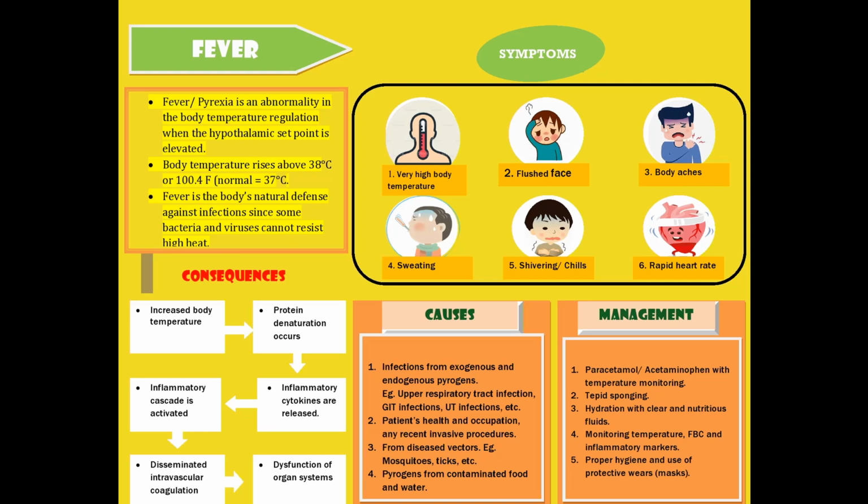Fever is an abnormality in body temperature regulation when the hypothalamic set point is elevated. Normal body temperature is maintained at 37 degrees Celsius. When the body temperature rises above 38 degrees Celsius or 100.4 Fahrenheit, we identify it as fever. Fever can arise due to infections from exogenous or endogenous pyrogens. Some of the common infections are upper respiratory tract infections, gastrointestinal tract infections, and urinogenital tract infections.